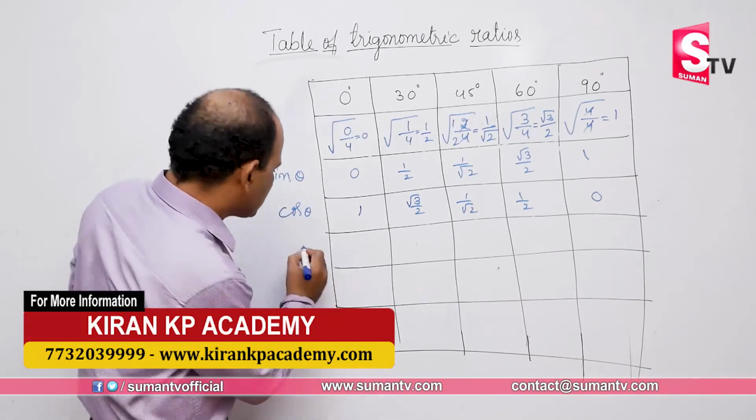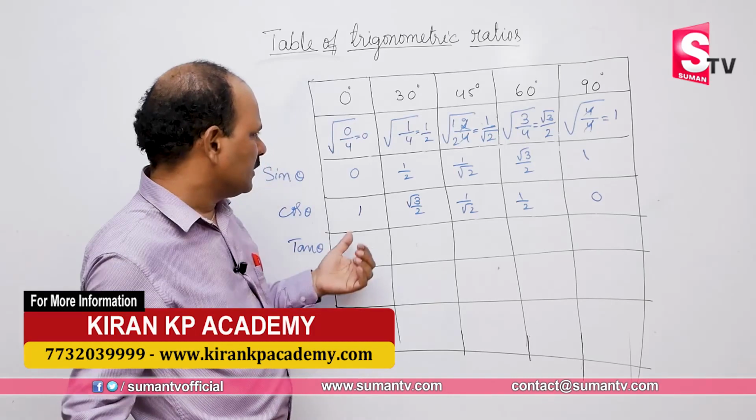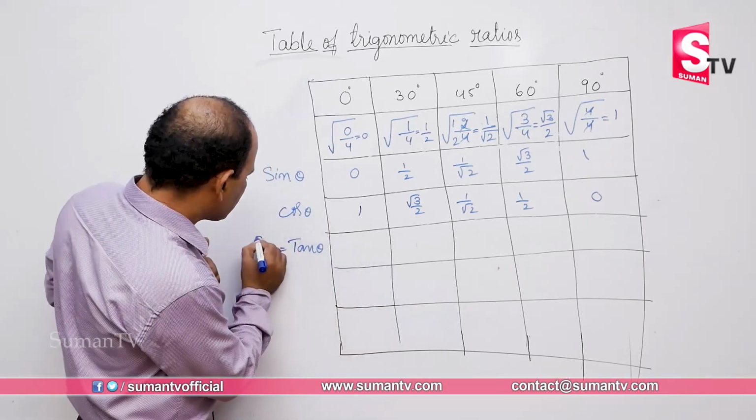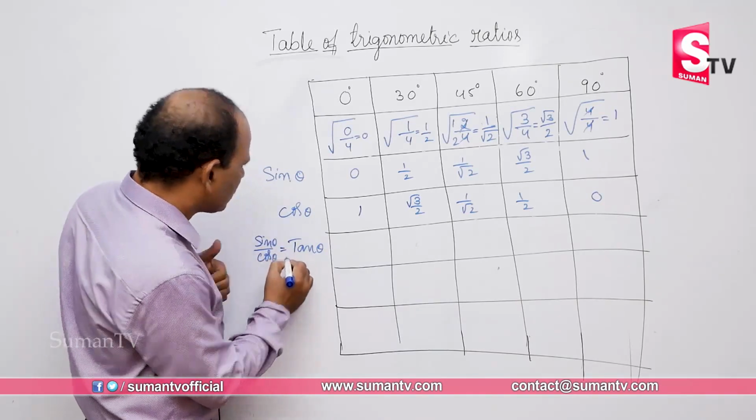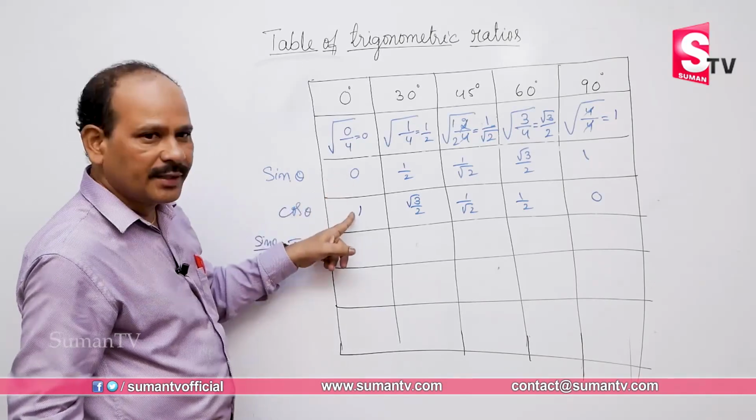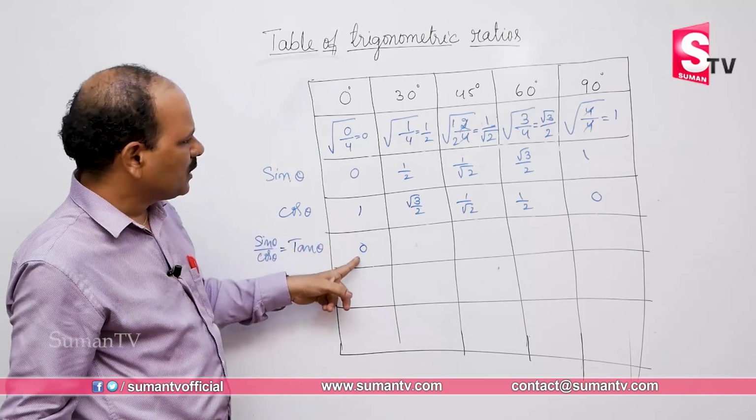Now, next ratio is tan. Tan theta. Tan theta is what? Actually, it is sin theta by cos theta. 0 by 1. 0 by 1 is 0. 0 by anything is 0. So 0 by 1 is equal to 0.